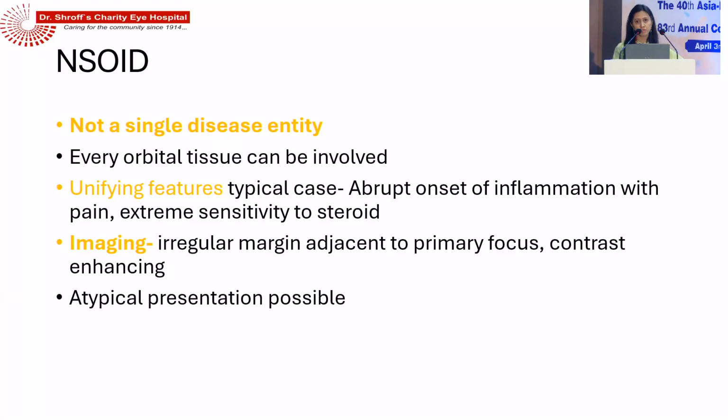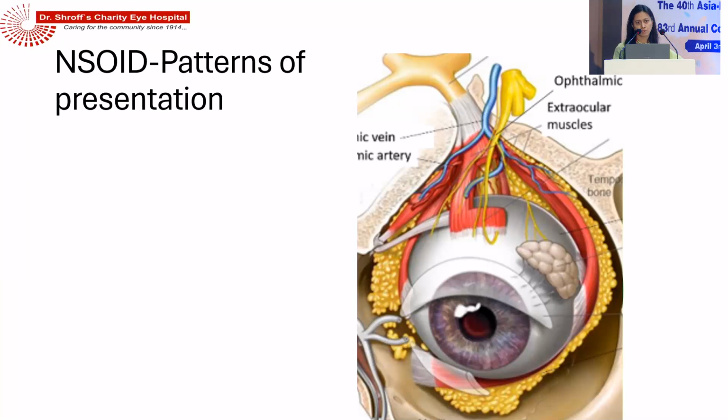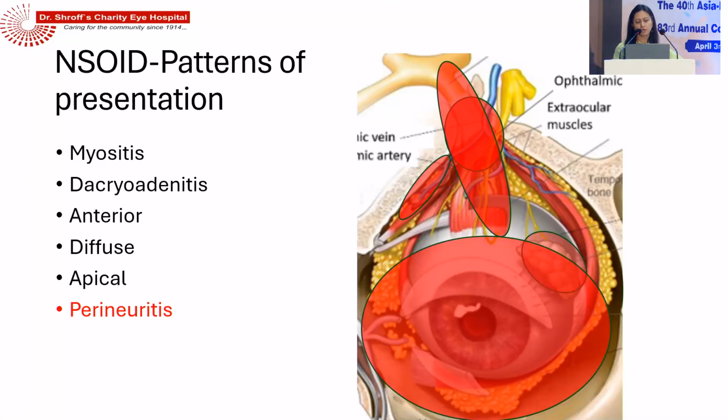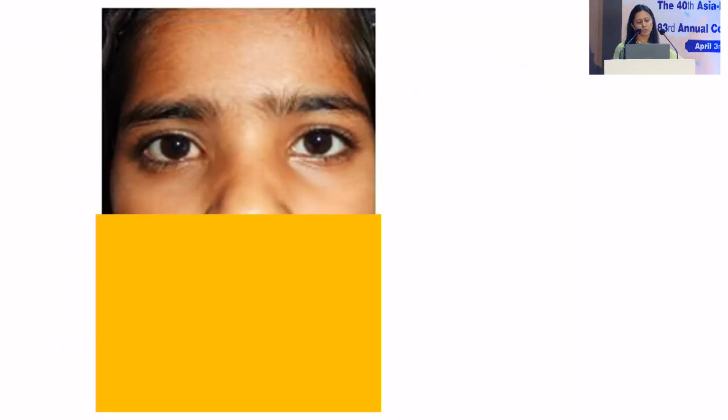But we have to remember that atypical presentations are also possible. According to the anatomical structures present in the orbit, the pattern of presentation depends on which structure is affected. If the muscles are affected, it becomes a myositis; lacrimal gland, dacryoadenitis; then anterior inflammation, diffuse inflammation. If the orbital apex is affected, apical; and if the inflammation is predominantly around the optic nerve, it's perineuritis. And the last variant, a more specific variant, is the sclerosing variant.